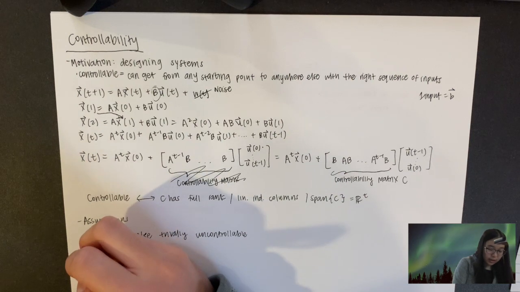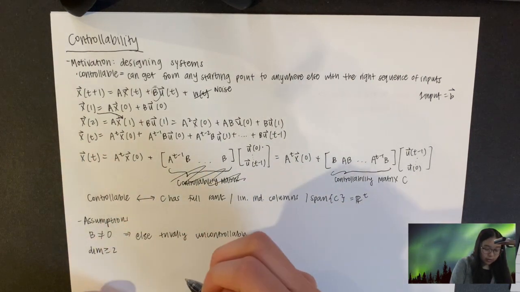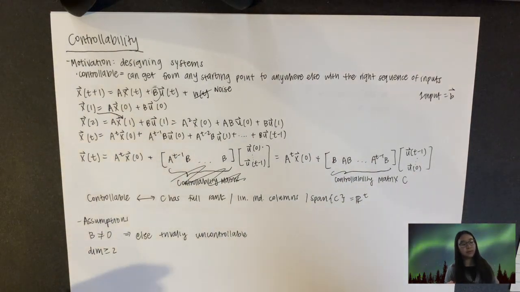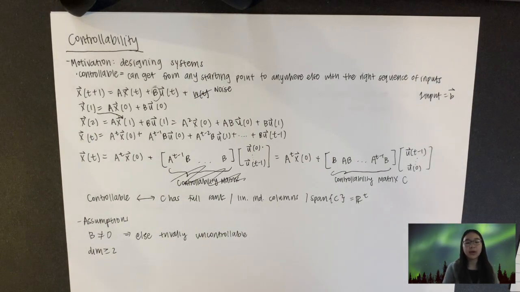We also generally say that the dimension is greater than or equal to 2, because if you have B not equal to 0 and you only have one dimension, then you already know it's naturally controllable since there's only that one vector.